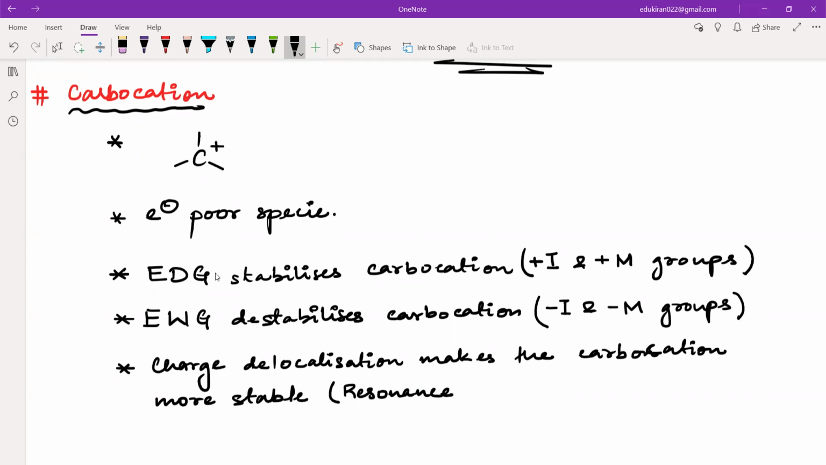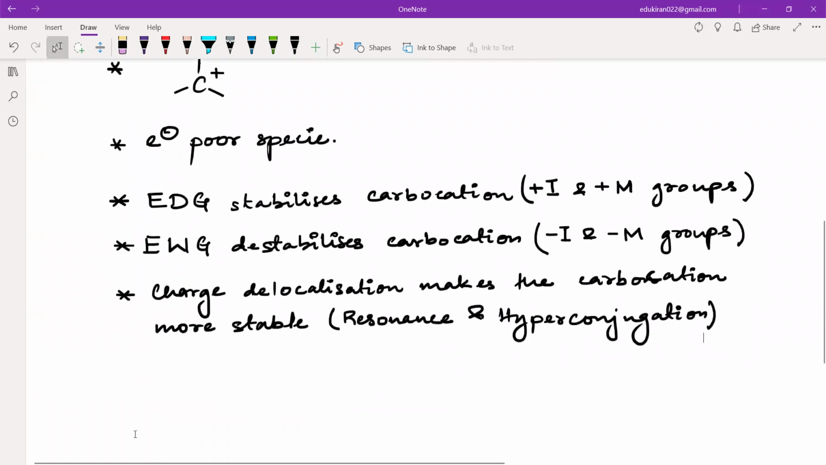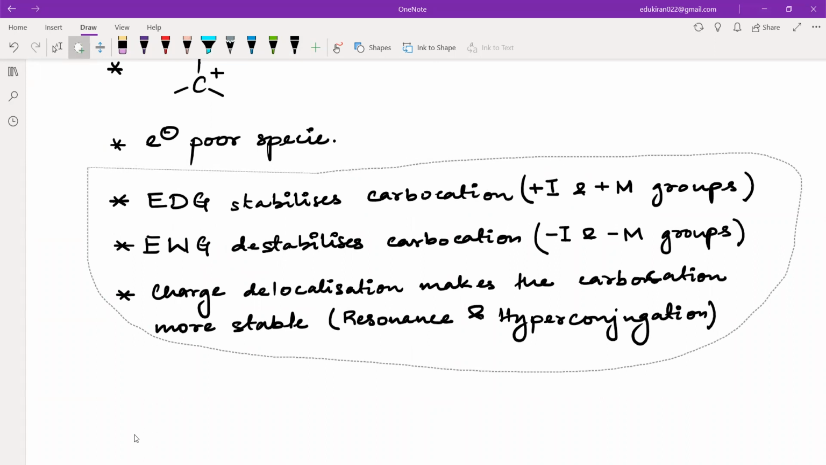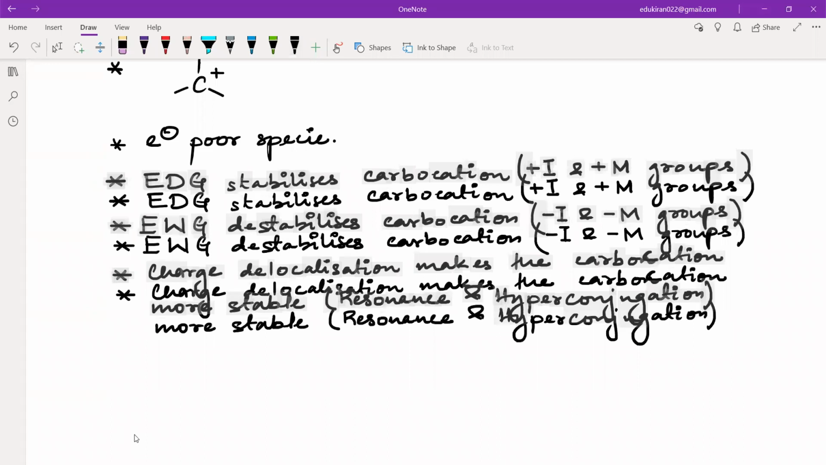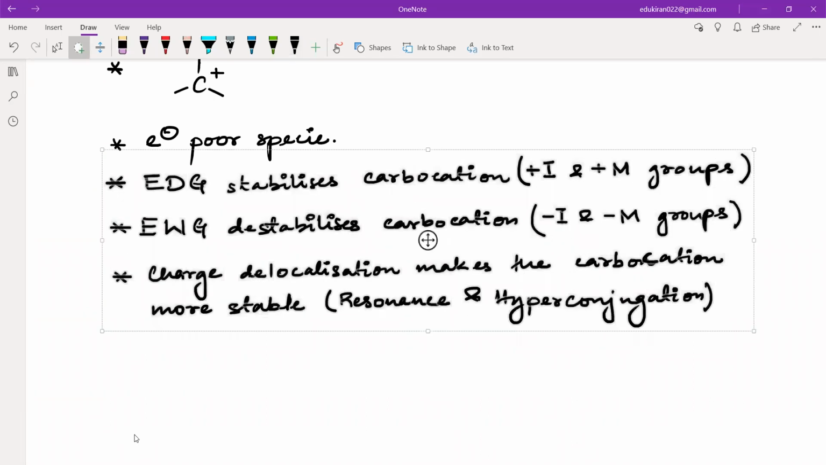So charge delocalization makes the carbocation more stable, and resonance and hyperconjugation are two phenomena which lead to charge delocalization. Now when we talk about resonance, with plus I and plus M we are very confident in how different groups are going to donate and withdraw electrons. But in terms of resonance, since we don't have any groups, it is a phenomenon. So how do different types of resonance contribute towards stability?